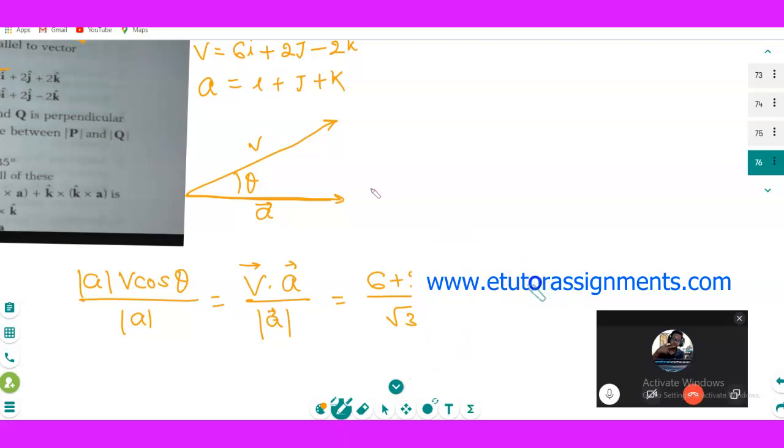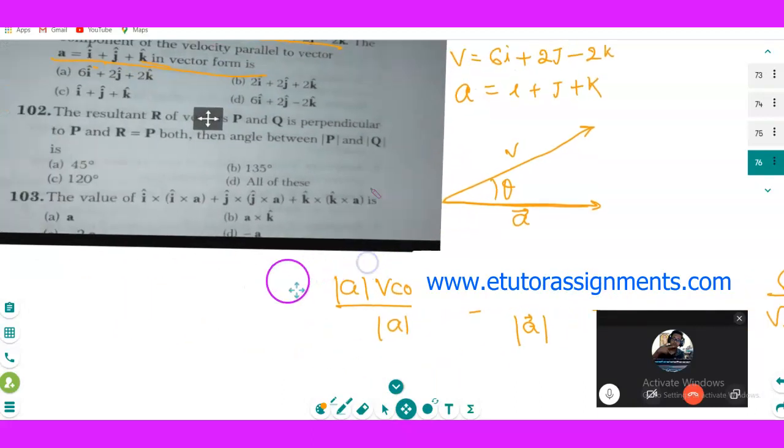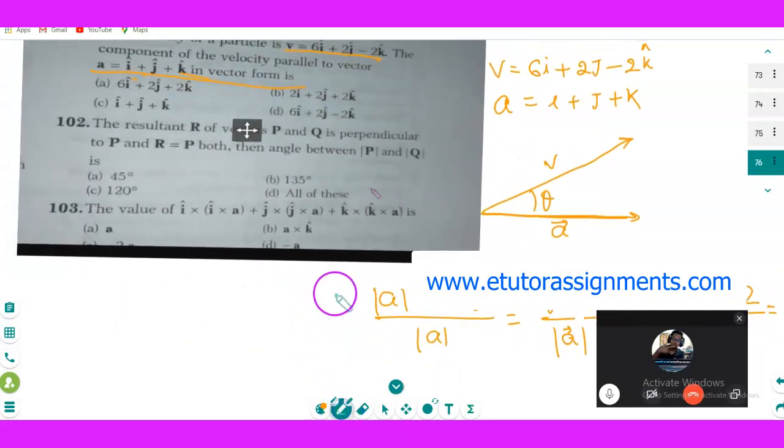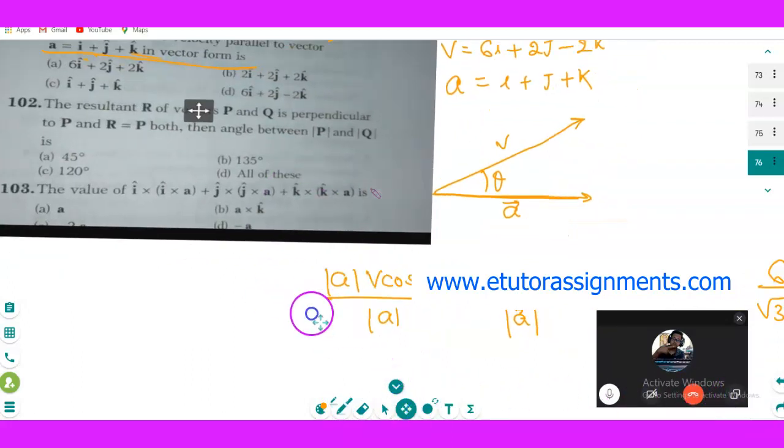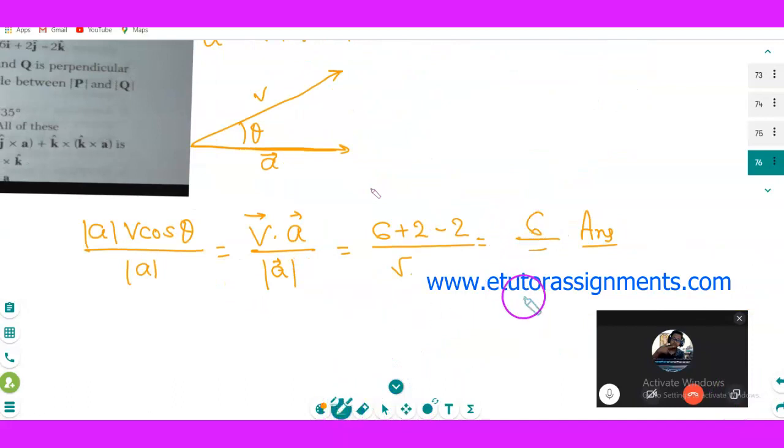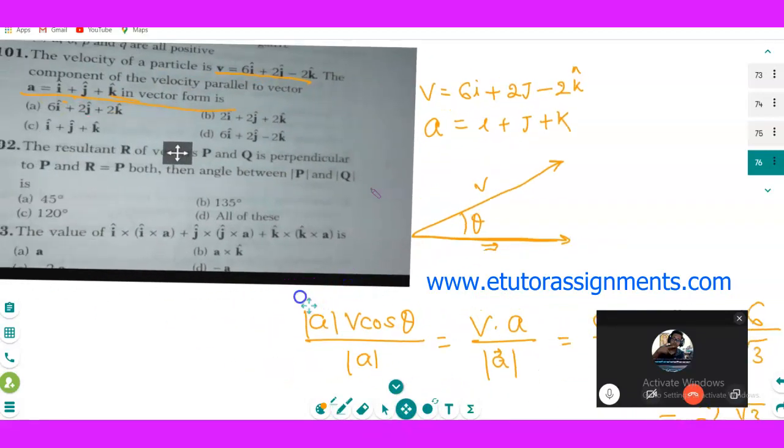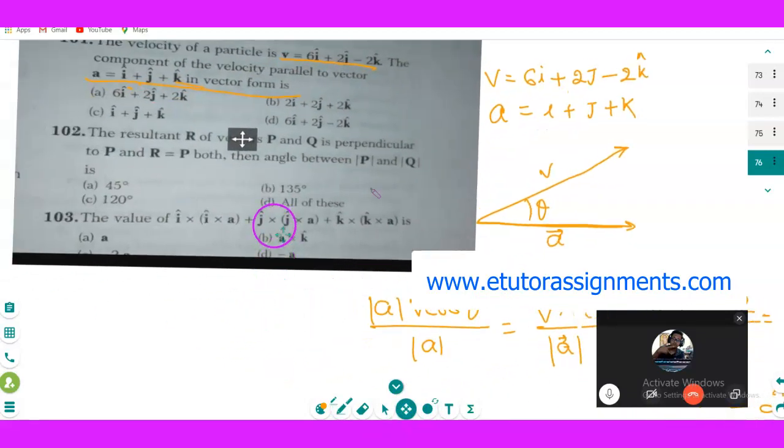Yes, sir. 6 by root 3. Sir, it will be 2 root 3 after simplification. You can write the answer this way or as 2 root 3. Is it clear? Yes, sir.